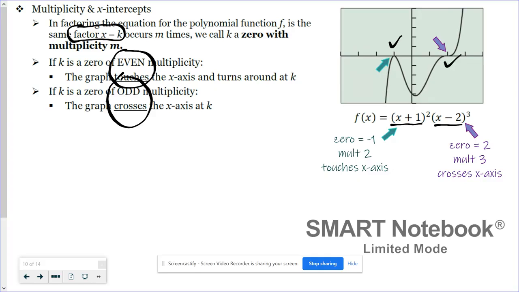Now look at how it's crossing. It's kind of flattening out, so it's not crossing straight through. It's crossing kind of like a cubic function does, as opposed to straight through like a linear function. And if you think about it, that makes sense, because isn't that like x cubed? Doesn't it have that behavior? And now this (x minus 2) cubed is having that same behavior. That's kind of interesting. We're seeing that similar behavior that we saw when we studied power functions. But more on that later.